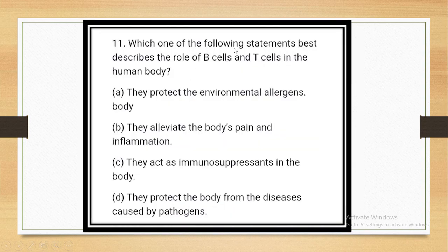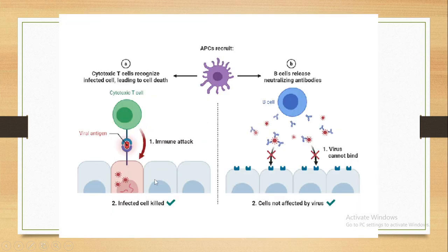Next question is this, which one of the following statements best describes the role of B cells and T cells in the human body? The answer is option D. They protect the body from the diseases caused by pathogens. See, B cells create antibodies, and these antibodies bind pathogens or foreign substances such as toxins and neutralize them. T cells protect us from infections by pathogens such as bacteria, viruses and fungi. And T cells can wipe out infected or cancerous cells also.